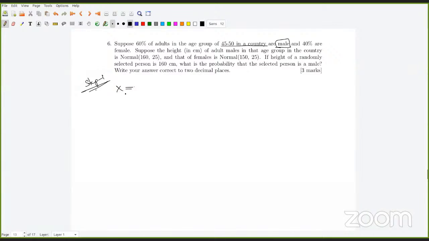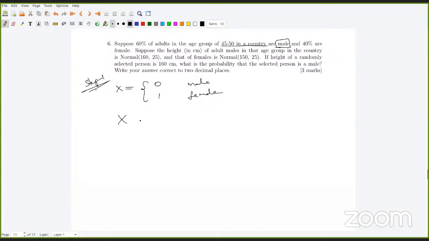Let's say x is a random variable. It takes value 0 or 1 depending on whether the selected person is male or female. If the randomly selected person is male, x takes value 0. If the randomly selected person is female, then x takes value 1. So this is one random variable, a discrete random variable.